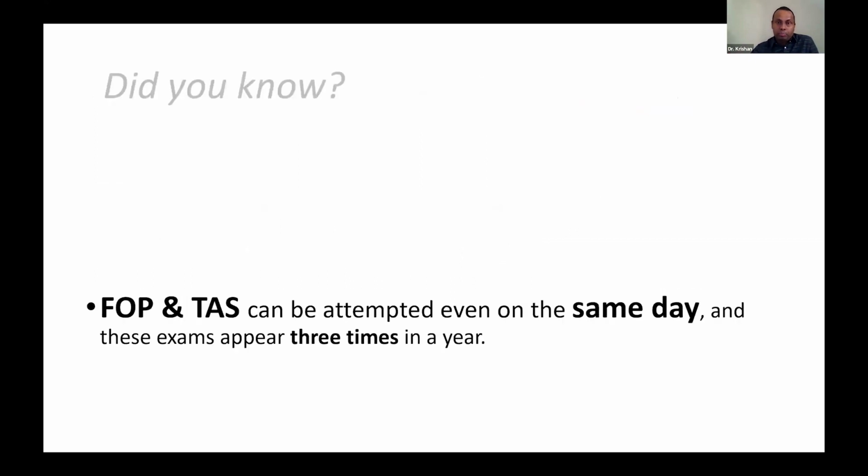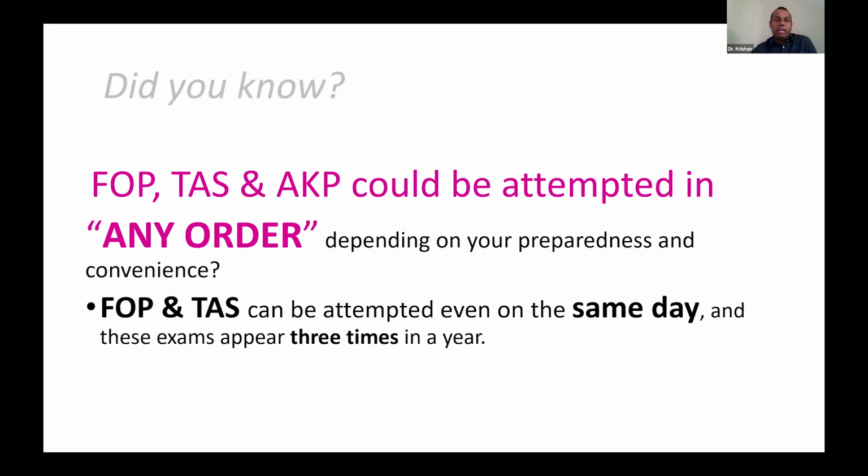Now, what do we have to know about these 3 papers? FOP and TAS and AKP could be attempted in any order. That we need to know very clearly. If you want to do FOP first, you can do FOP first. If you want to do TAS, theory and science, first, you can do that way. Or if you want to do AKP first, you can do AKP first as well. That all depends on what you want to do first.